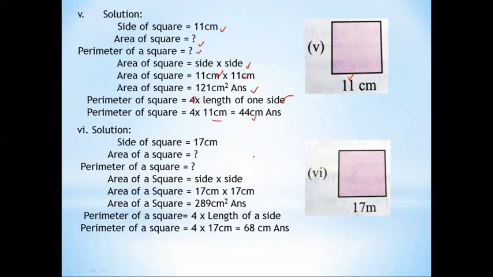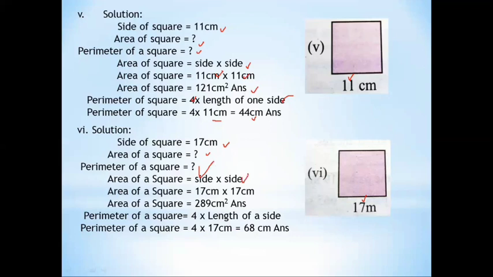In the same way, we are given the measurement 70 in place of 11. Dear students, first of all, we will find the information: the measurement of one side. We have to find the area of the square and the perimeter of the square. Area of the square is side multiplied by side.